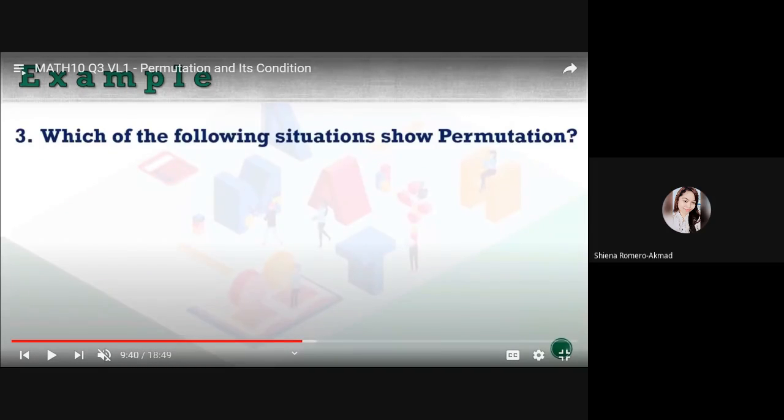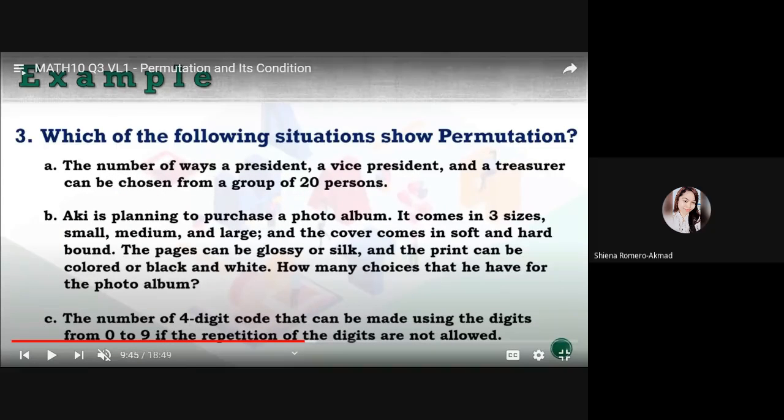So let's proceed now to example number 3. Now we are going to identify which of the following shows permutation. What does permutation mean? It is an ordered arrangement. So all you have to remember is that permutation is an ordered arrangement of objects or items. So let us have letter A.